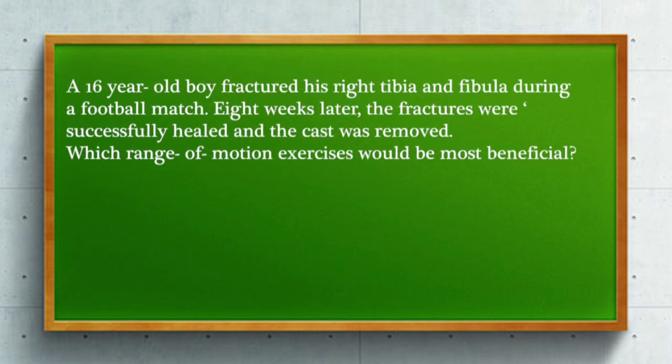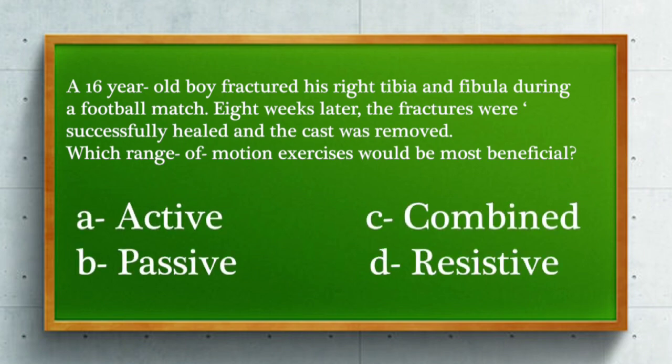Next question. A 16-year-old boy fractured his right tibia and fibula during a football match. 8 weeks later, the fractures were successfully healed and the cast was removed. Which range of motion exercises would be most beneficial? A. Active. B. Passive. C. Combined. D. Resistive. And the answer: A. Active.